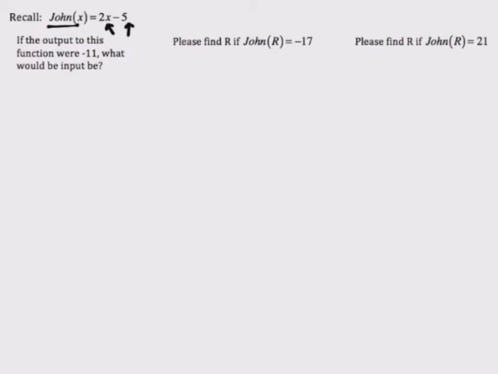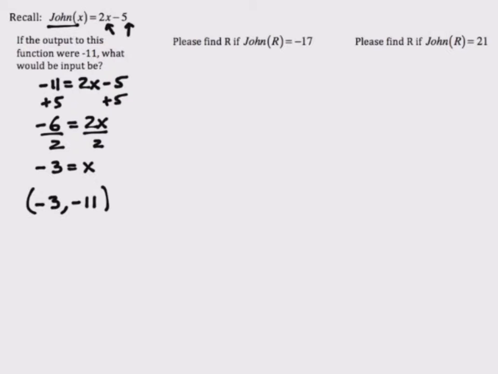Well, the first question asks us, if the output to this function were negative 11, what would the input be? And we're going to do the exact same thing that we did before. We're simply going to substitute the output with negative 11 and solve for the input. So we have negative 11 equals 2x minus 5, and now we've got an equation that I'm wholly confident we can solve. So we see that when the input to this function is negative 3, the output is negative 11.